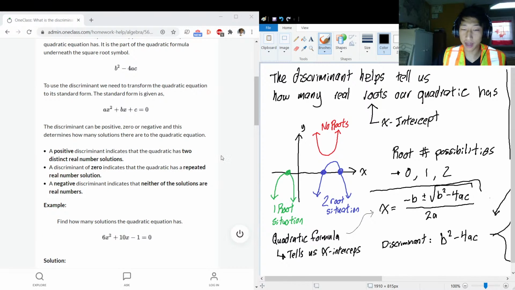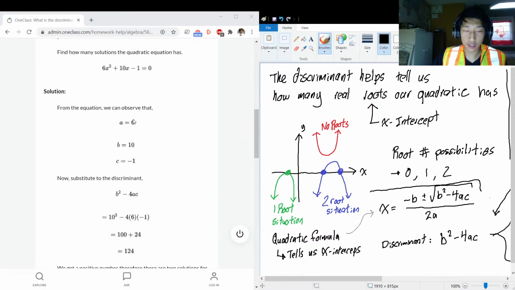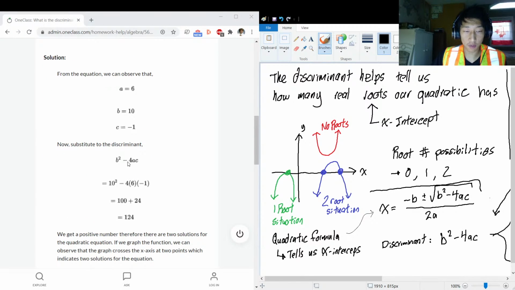Yeah, mathematic magic. It's a beautiful thing. And I guess they do have an example here where we get a positive discriminant. That would correspond to a double root, or not double root, a pair of roots for that particular curve. And if we were to plot this with a equals 6, b equals 10, c equals -1, that would be a 2-root situation, because that discriminant is positive.